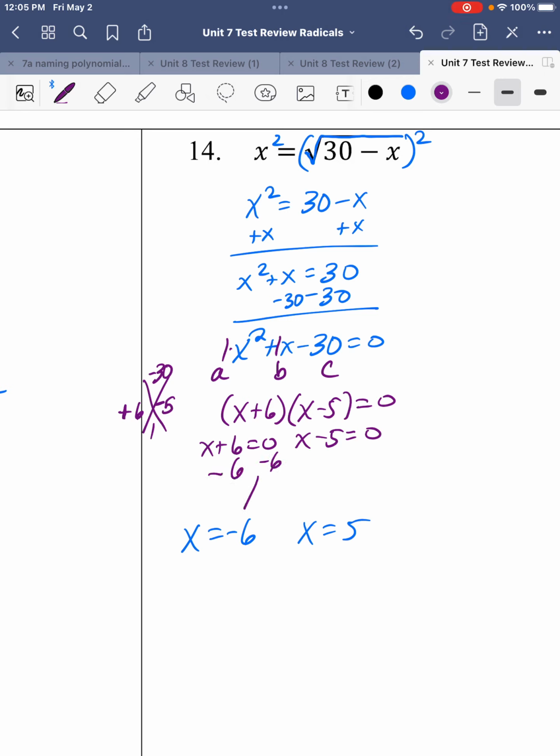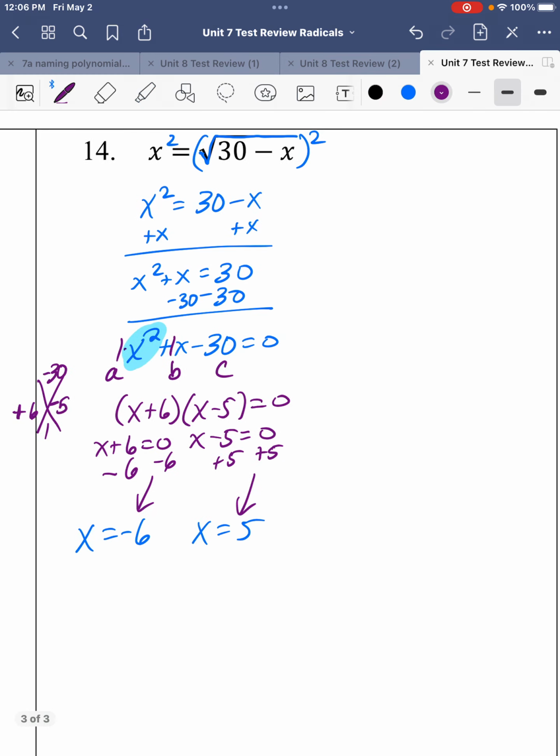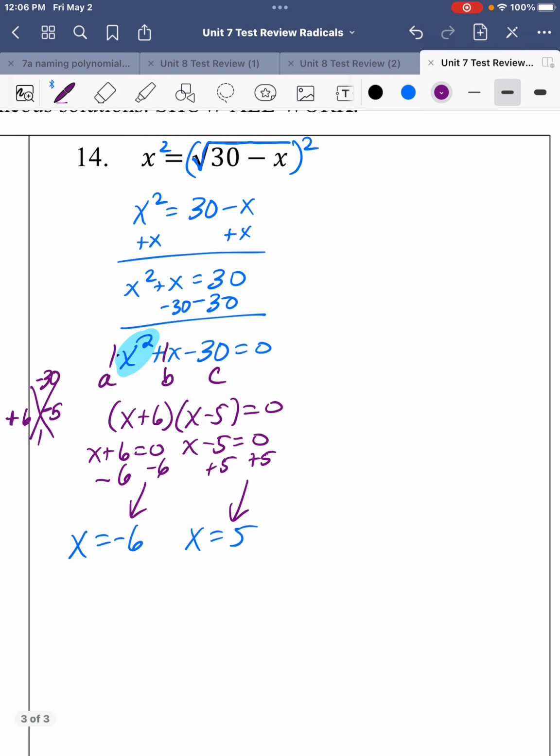So you subtract 6, you get x equals -6. Here when you add 5, you get x equals 5. Okay, because we got an x squared, a quadratic, we do have to check these answers. It's part of the problem. And you always do a check with the original problem. So no, don't do any math, just straight check from the original problem.